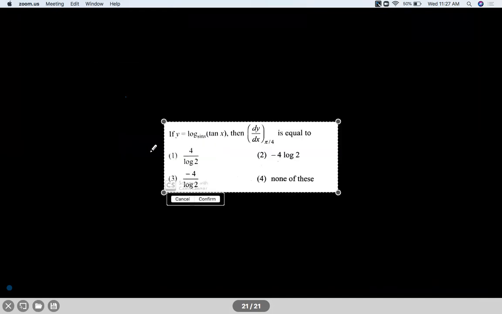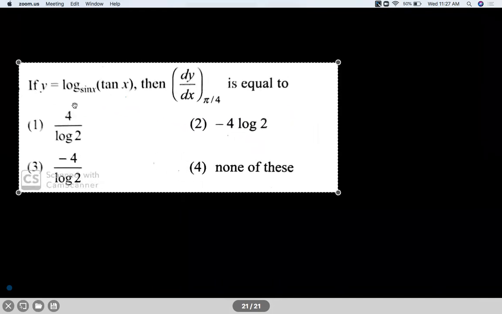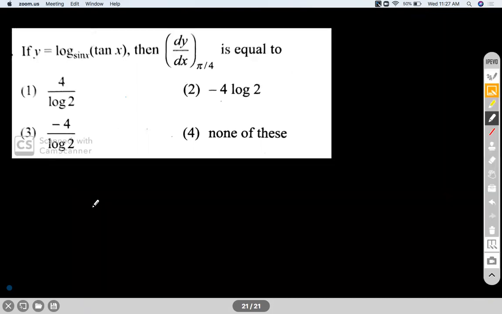This problem: if log of tan x to the base of sin x is y, find dy by dx at pi by 4.